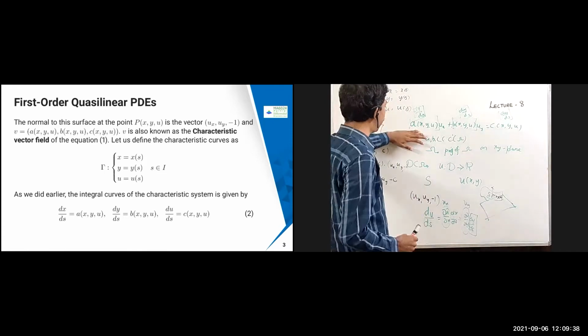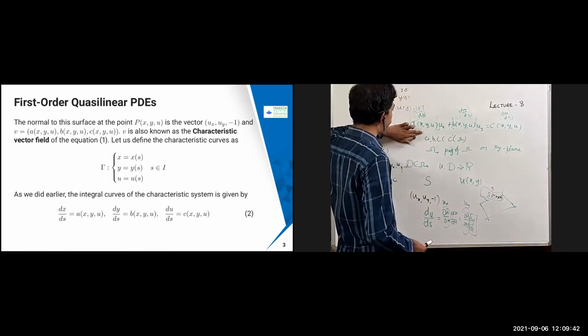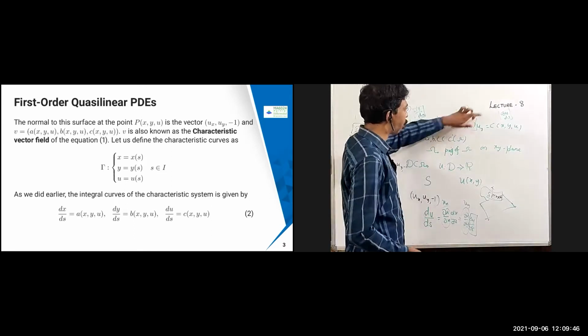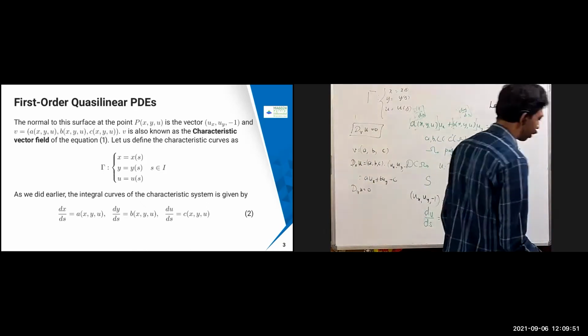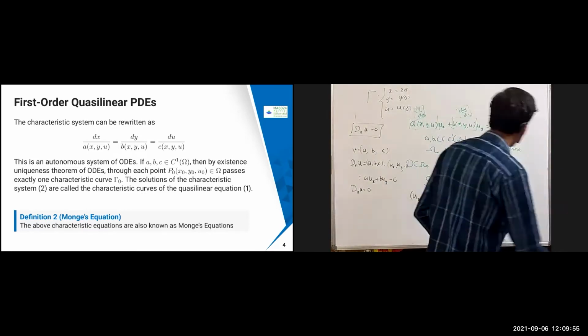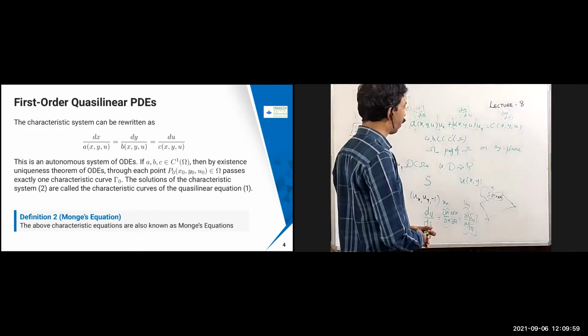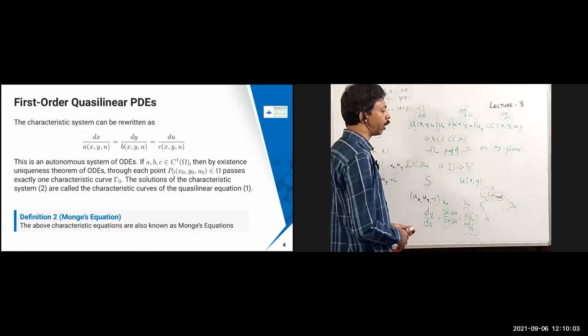Then, as we did in the linear PDE, we are going to have a characteristic system. That gives dx by ds equal to a of x, y, u; dy by ds equal to b of x, y, u; du by ds equal to c of x, y, u. This is called the characteristic system. If you solve this ODE problem, you are going to have a solution for it. Whether the solution exists or not depends on this.